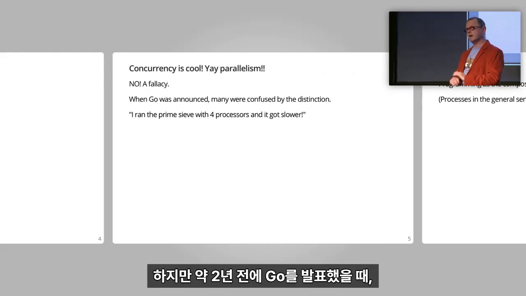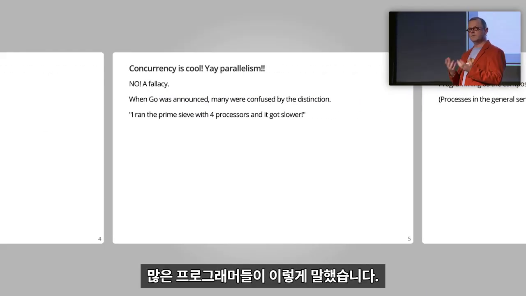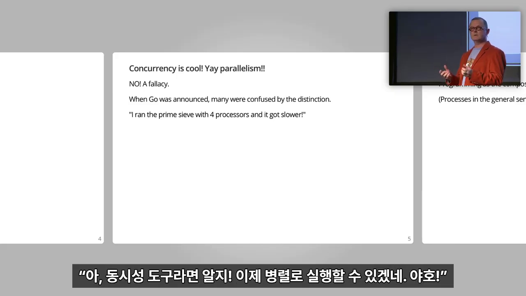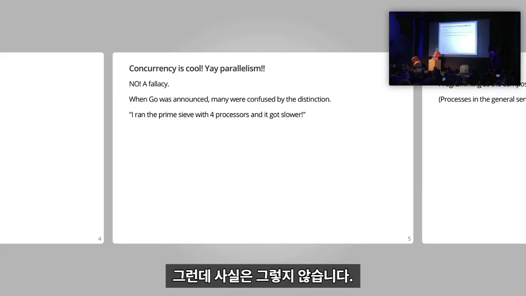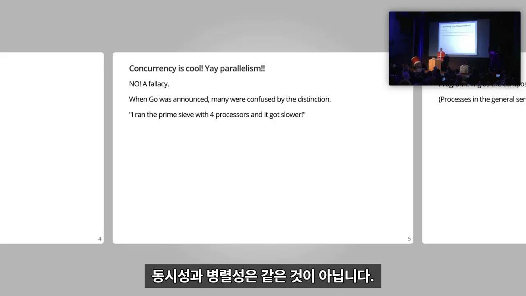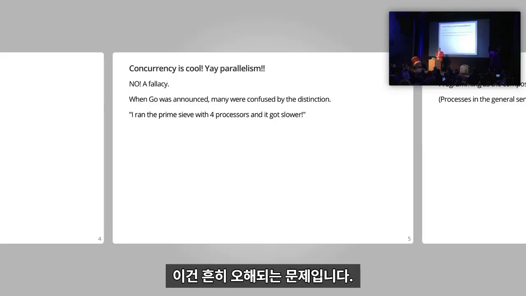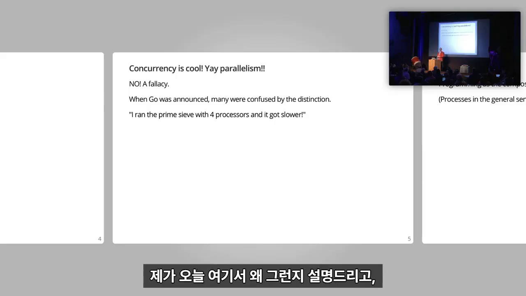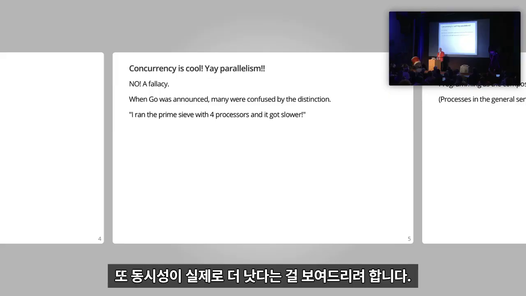But when we announced Go, about 2 years ago, all these programmers out there said, oh, concurrent tools, I know what to do, I can run stuff in parallel. Yay. But that actually isn't true. Concurrency and parallelism are not the same thing. It's a commonly misunderstood problem, and I'm here to try to explain why and to show you that concurrency is actually better.